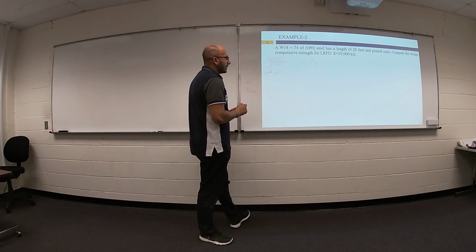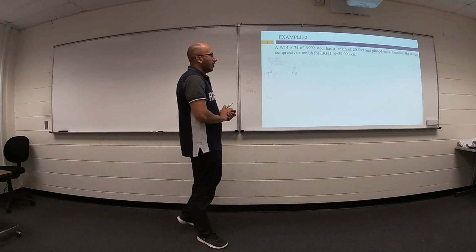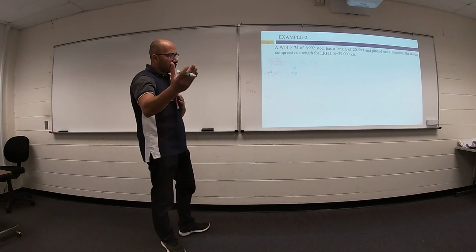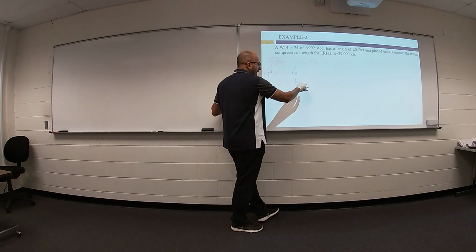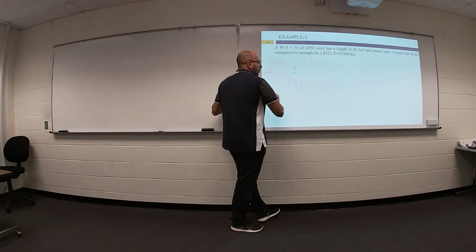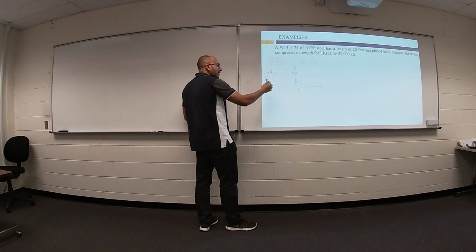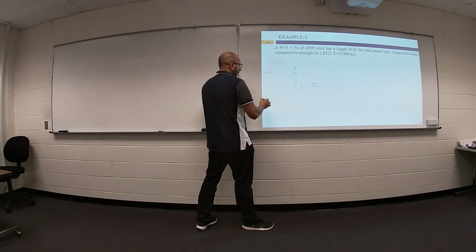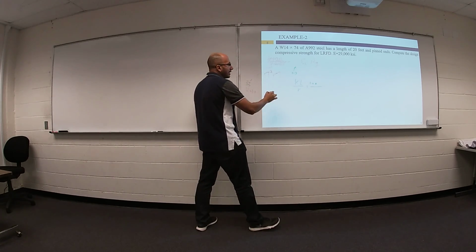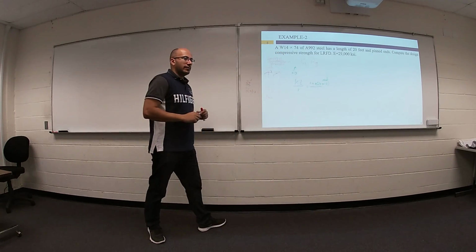Okay, step by step. What is the value of phi? 0.9, your factor of safety. What is the value of F critical? We need to use your table. To use your table, what is the value of KL over R? Okay, one by one. K is a factor, your column is pinned, so it's 1. L is the total length of your column, 20 feet, times 12 to be in inches. Divide by R.